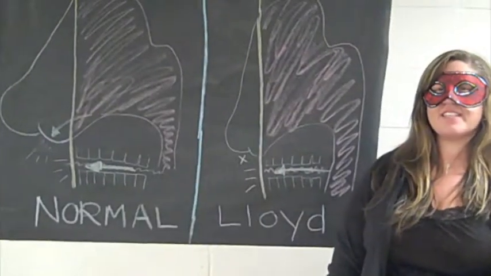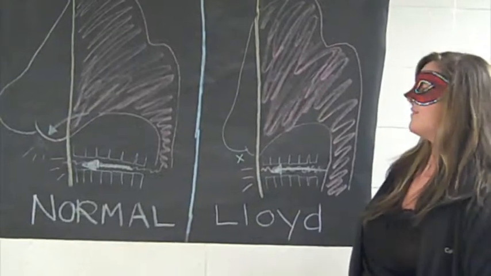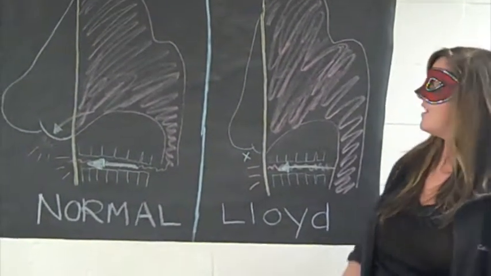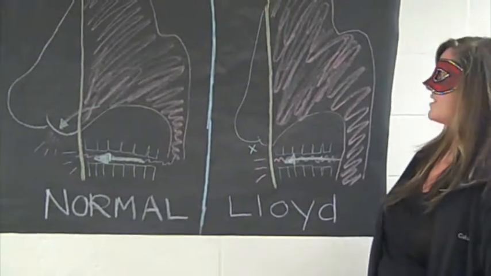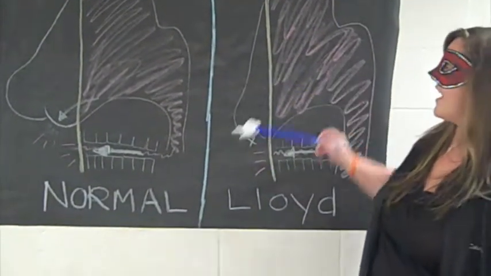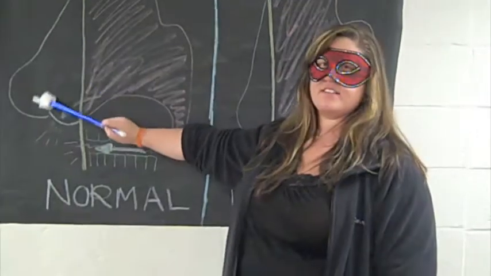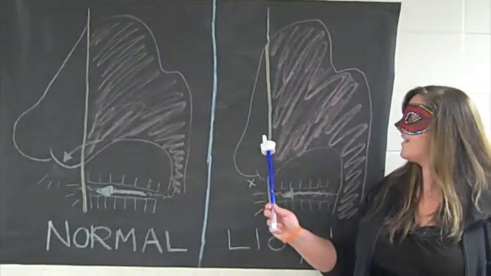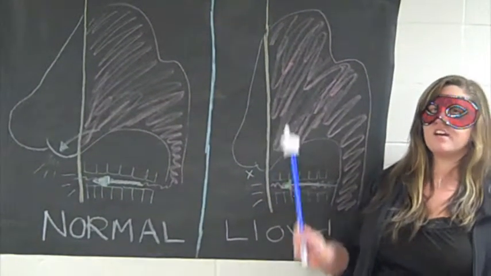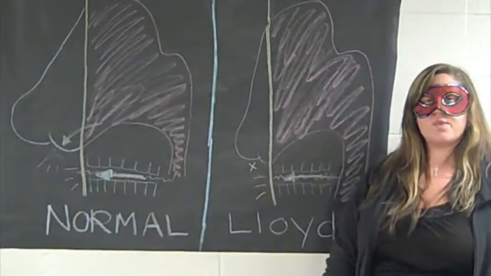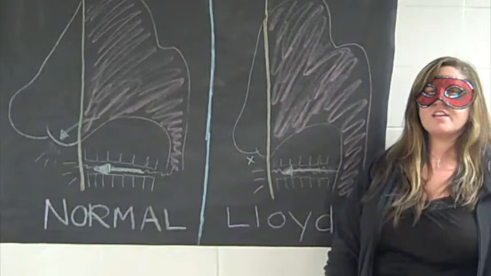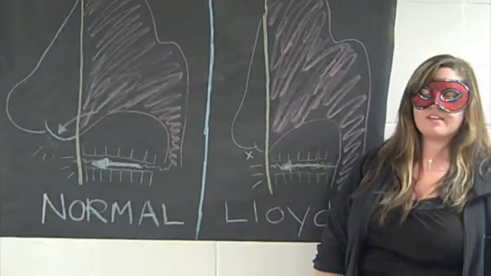There is an obvious difference in the nose of those with Down syndrome. Someone with Down syndrome has a more flattened nose than that of someone without Down syndrome. This flattening of the nose causes something called cul-de-sac resonance, which Lloyd has, that causes his voice to sound muffled and not understandable to those around him.